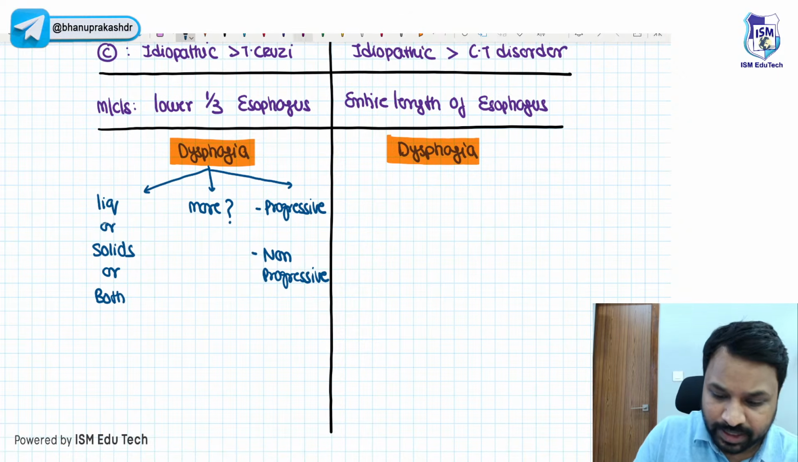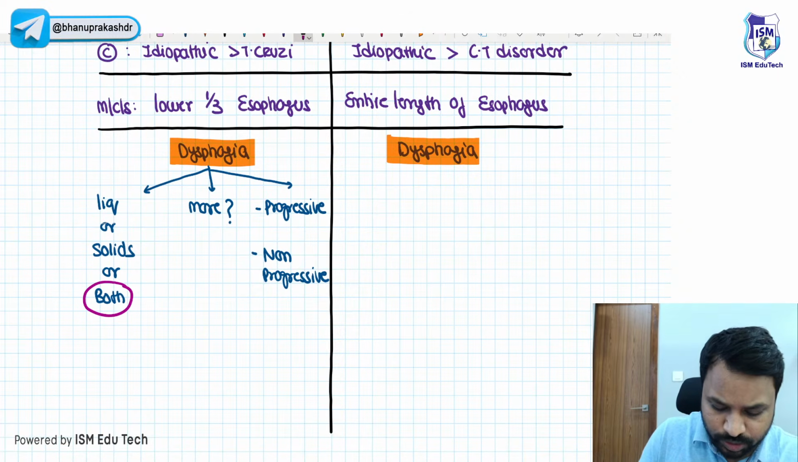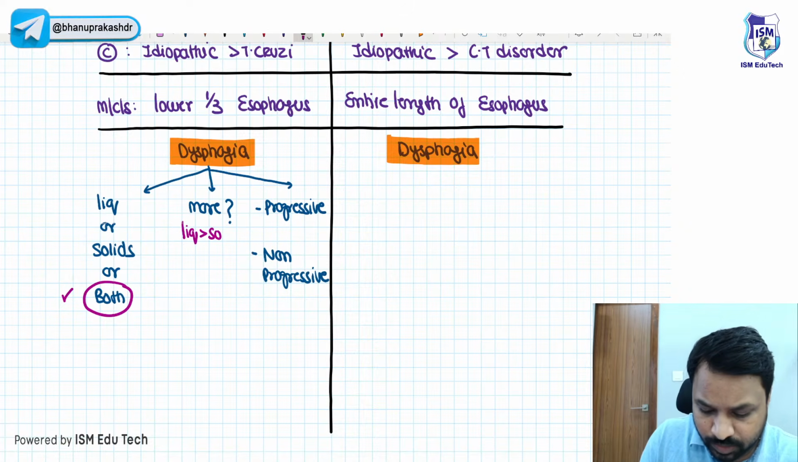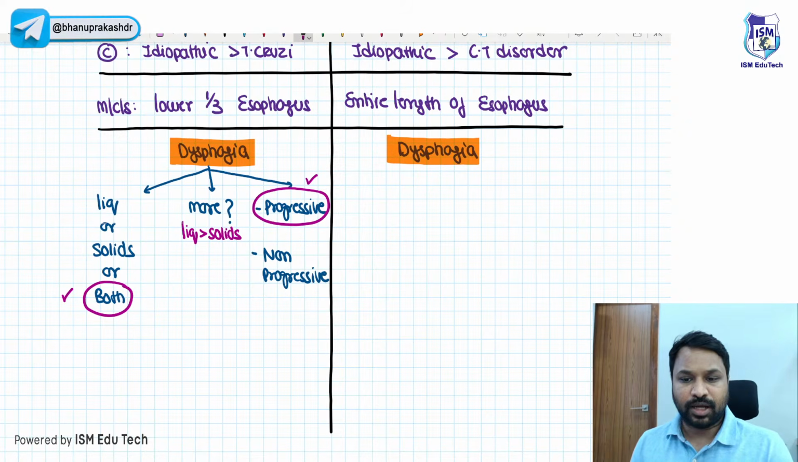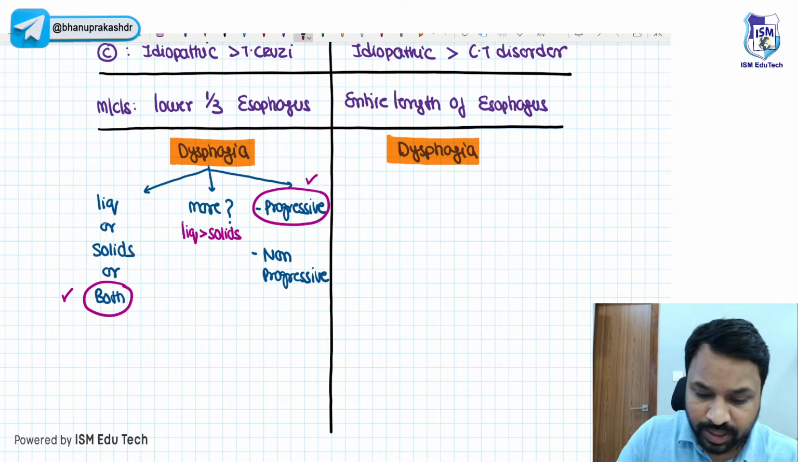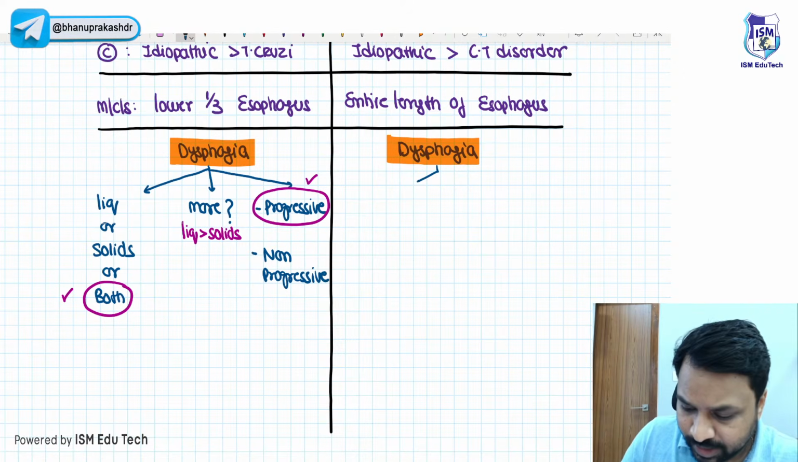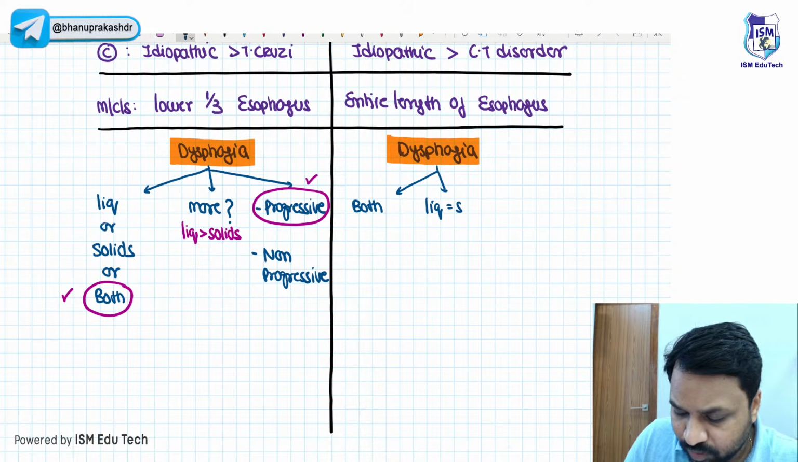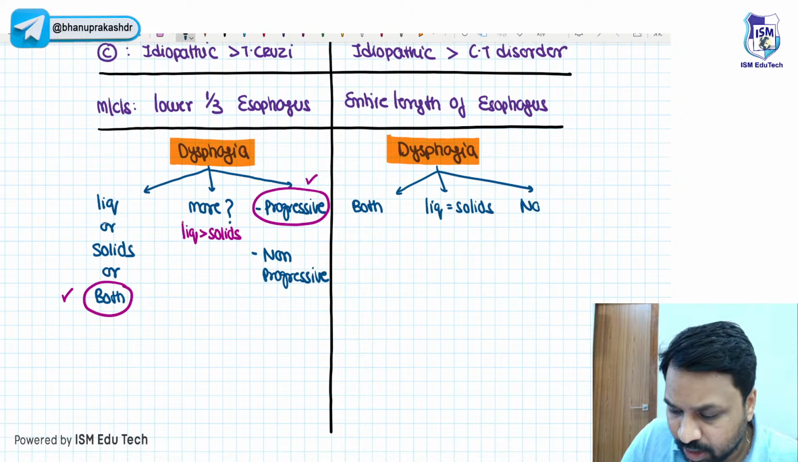Now remember, in achalasia cardia, you will see dysphagia for both solids and liquids. Dysphagia will be more for liquids when compared to solids, and this will be a progressive dysphagia. In diffuse esophageal spasm, again dysphagia will be for both solids and liquids. Dysphagia will be equal for both solids and liquids, and this will be a non-progressive dysphagia.